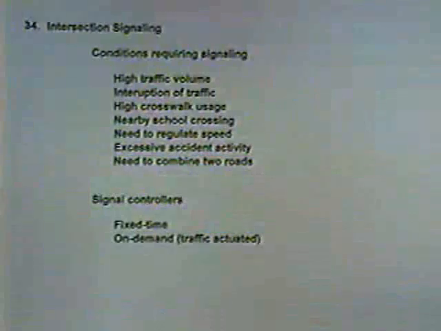Intersection signaling, or traffic signals. There's a Manual on Uniform Traffic Control Devices that contains a set of warrants, or guidelines, for when you need to place a traffic signal at a particular intersection. Those guidelines are based on such things as high traffic volumes, interruption of traffic, high crosswalk usage or pedestrians, a school crossing nearby, the need to regulate speed, or excessive accidents that can be corrected by traffic signals. They actually give numbers that tell you when you need to put in a traffic signal at a certain location.